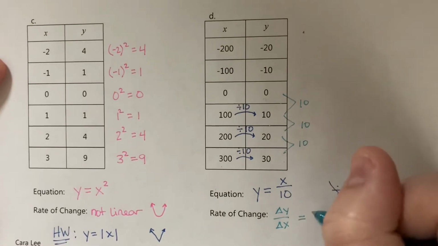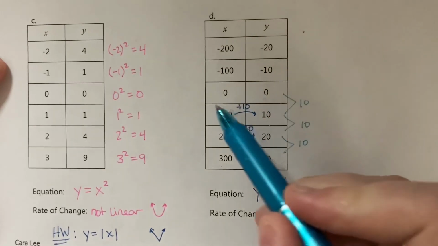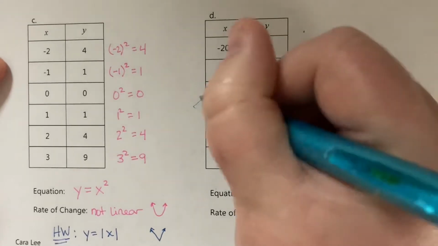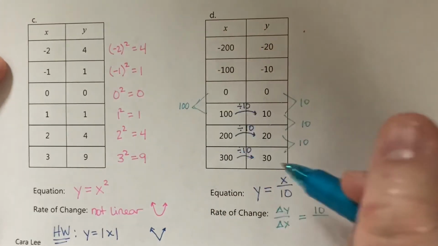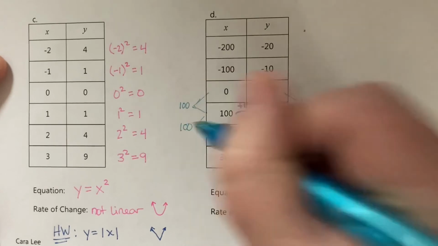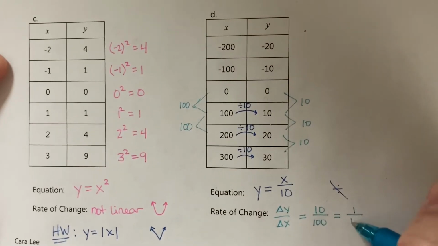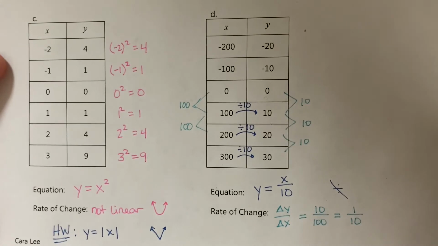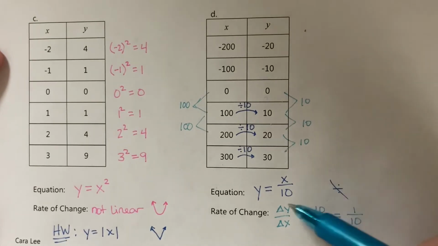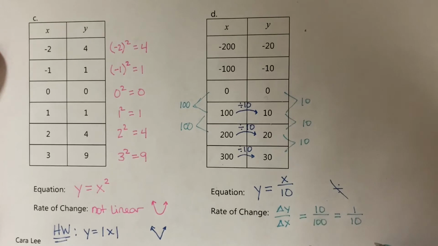So the y's are going up by 10, but the x's, 0 to 100, the x's are going up by 100 at a time. So it's going to be 10 over 100, which reduces to 1/10 as the rate of change. And it's sort of in that equation as well.